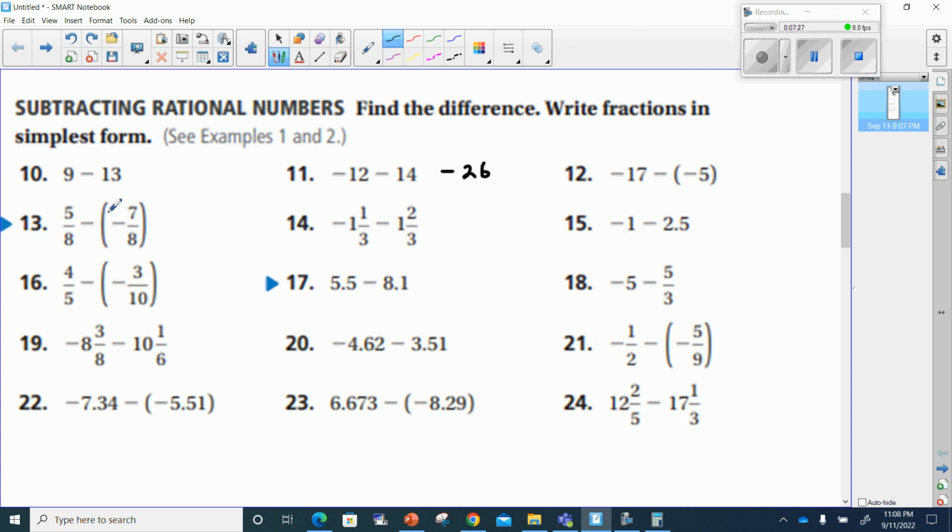Number 13, a negative times a negative. Remember when we have signs on each side of the parentheses, they're being multiplied to each other. So this is really going to be 5 over 8 plus 7 over 8. So now we're adding these two together. 5 and 7 make 12 over 8. I know 12 over 8 is going to be equal to 1 and 4 over 8. And since they're saying in simplest form, 4 over 8 is 1/2. So this would be 1 and 1/2.